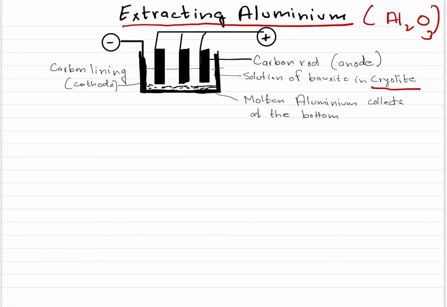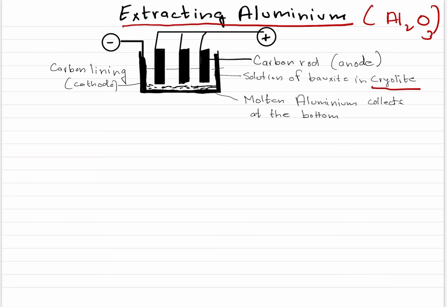The extraction is done again by electrolysis. The first thing that we do is aluminium oxide should be melted so that electricity can pass through it. We can't do it through solid aluminium oxide. It has to be melted, and aluminium oxide has a very high melting point, nearly 2000 degrees Celsius, and it's very expensive.